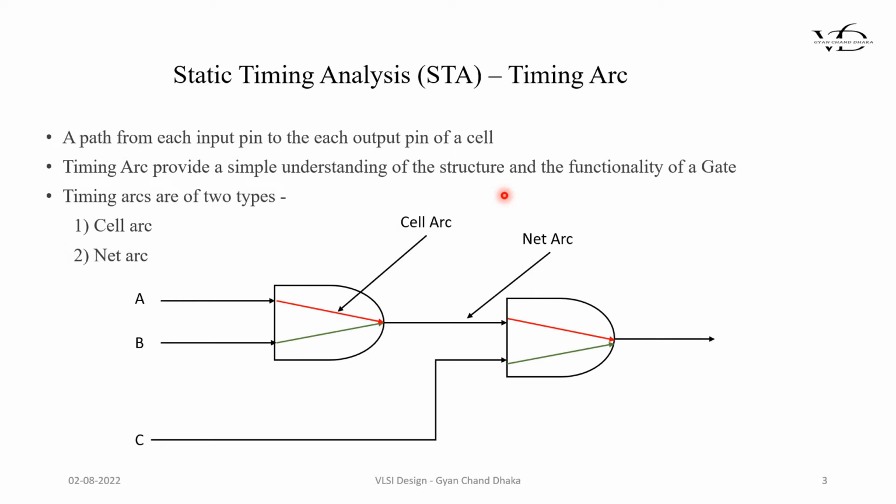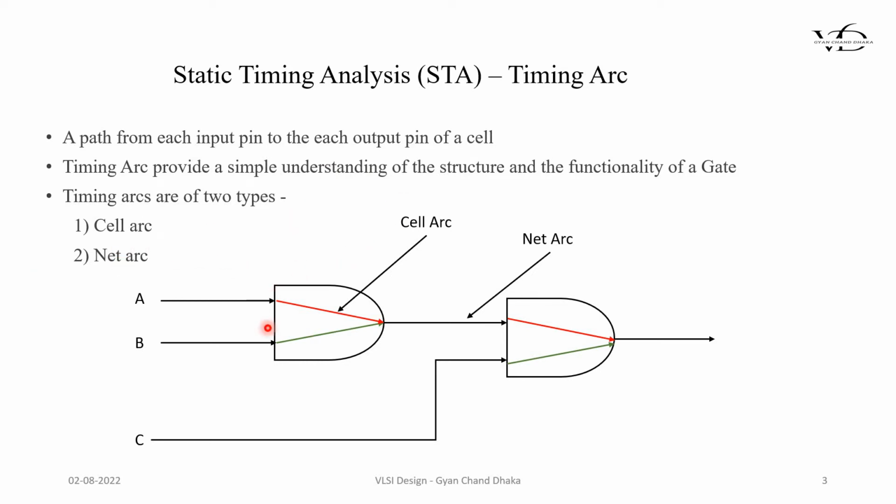So now let's see what is a timing arc. A timing arc is nothing but a path from each input pin of a cell to each output pin of a cell. A timing arc basically provides a simple understanding of the structure and the functionality of a gate. There are two types of timing arcs, cell arc and net arc.